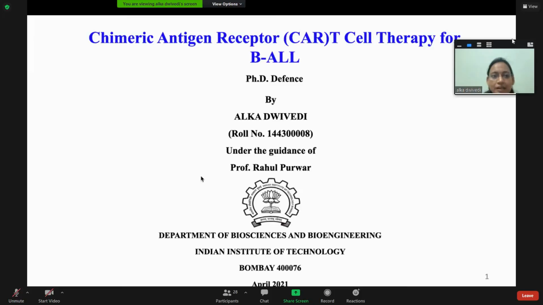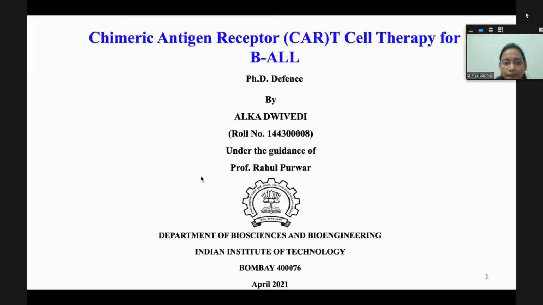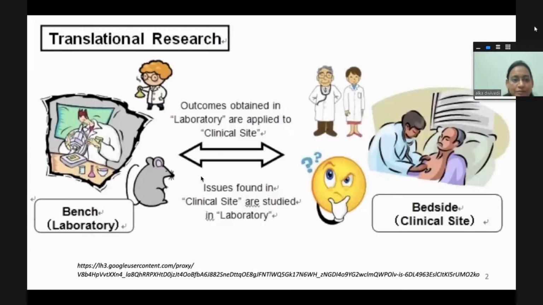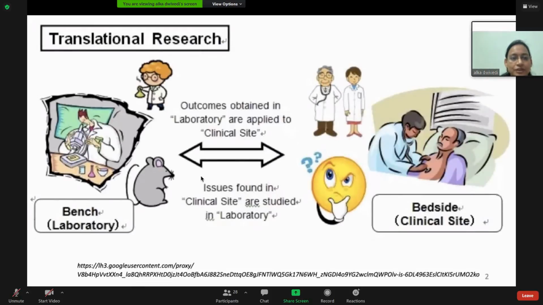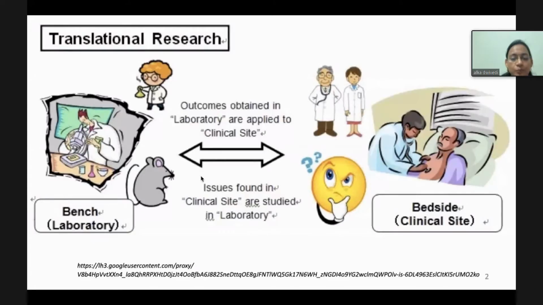For BALL. I would like to mention that this is a translational project, which is a bench to bedside project, where the laboratory outcome is directly applicable to the clinical site, and this is not basic science research.